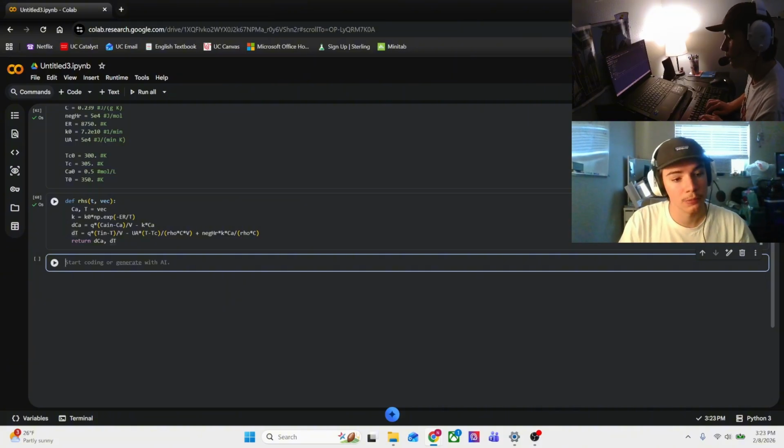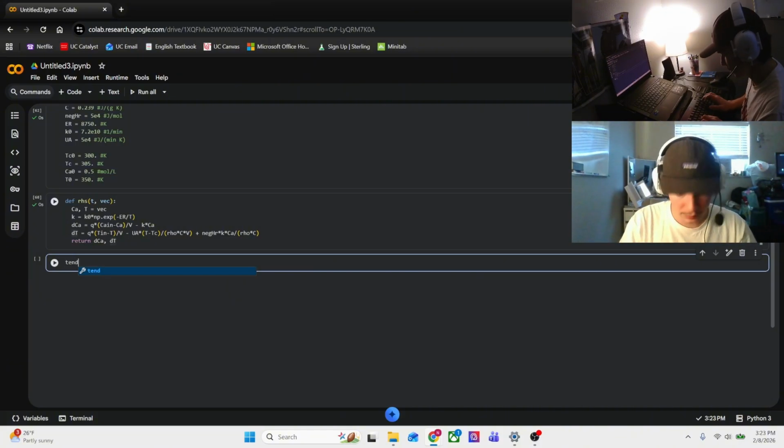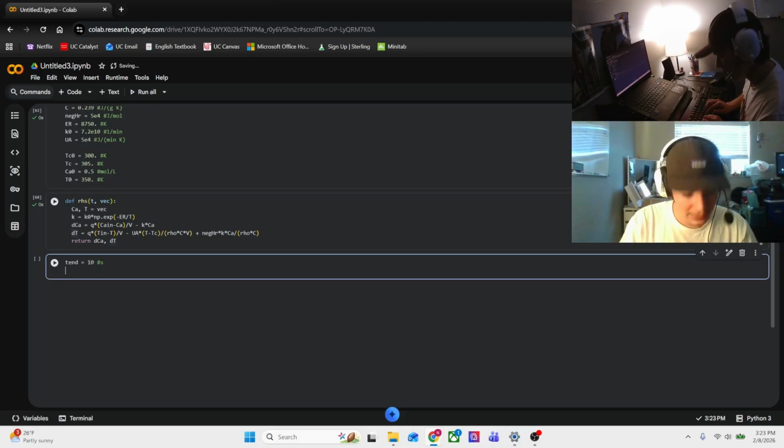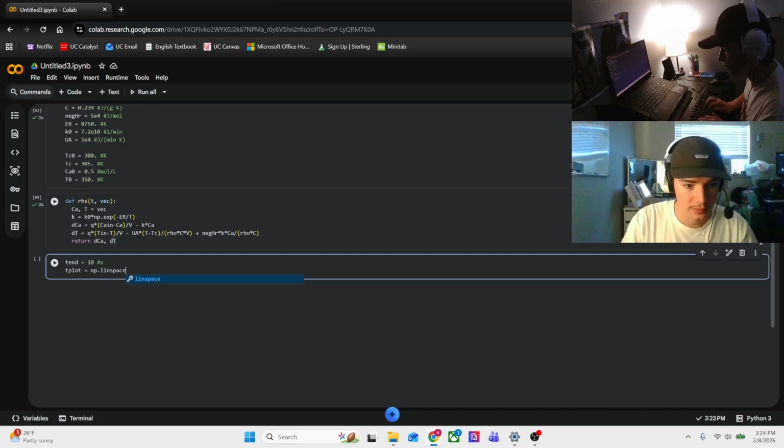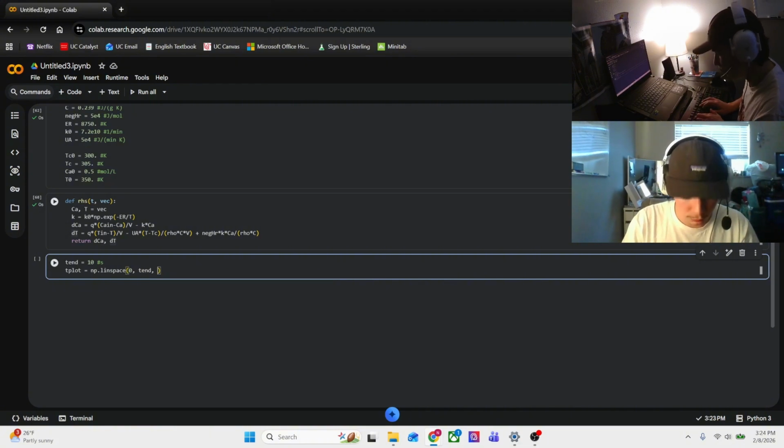So to begin that, we're going to say our end time equals 10 seconds. And then we're going to define our t_plot as np.linspace from 0 to our end time. And we'll put 500 points in between. Why not?